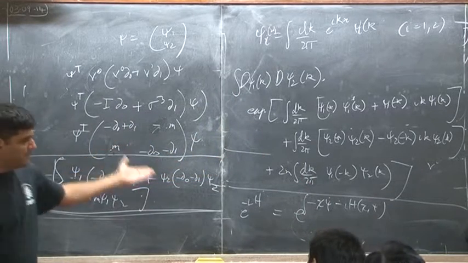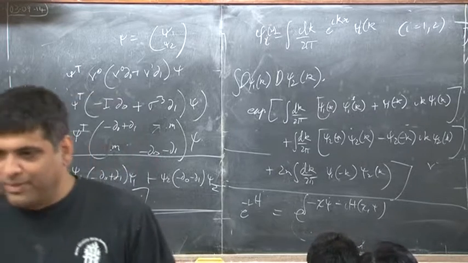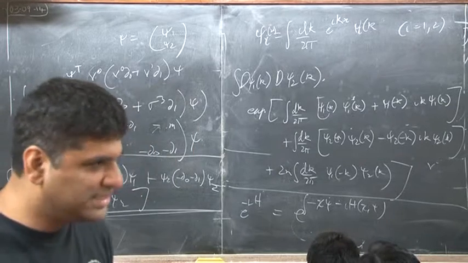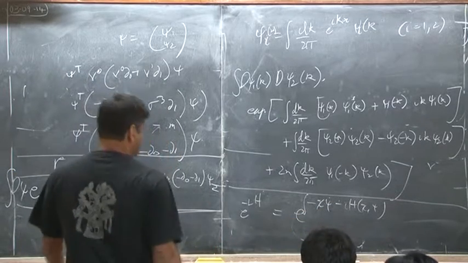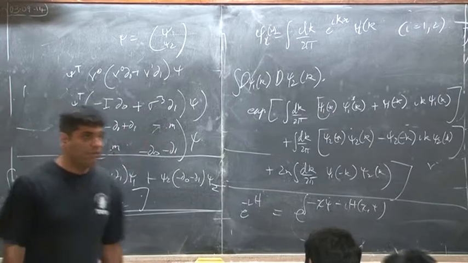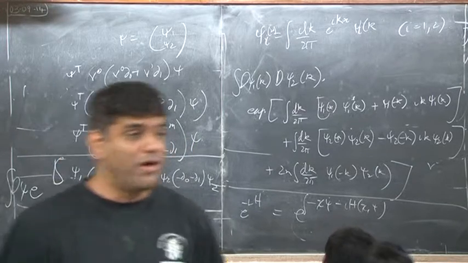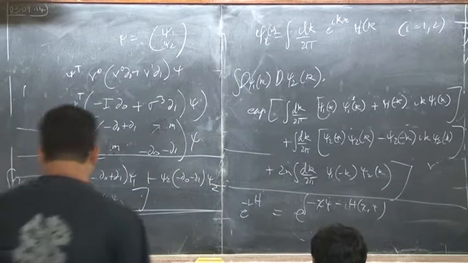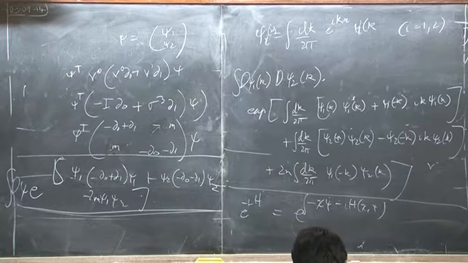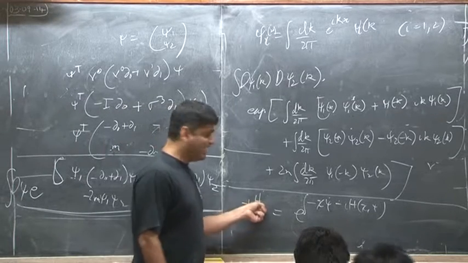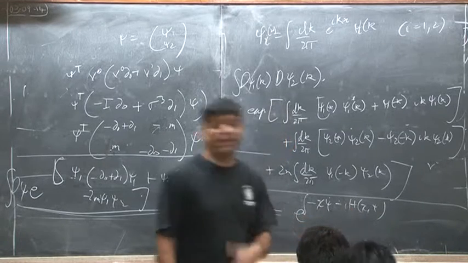That is what we were interested in computing. Is this clear? Okay, now there was a question about the Euclidean continuation. If we were interested in the Euclidean continuation, you remember what we had to do. What was the rule? The rule was to take this e to the power minus iH, I mean replace this stuff here by minus H.